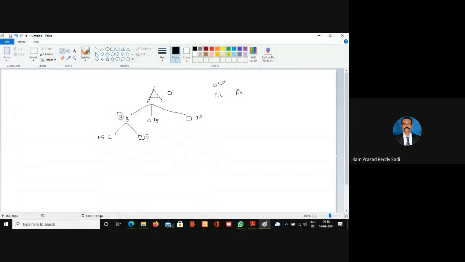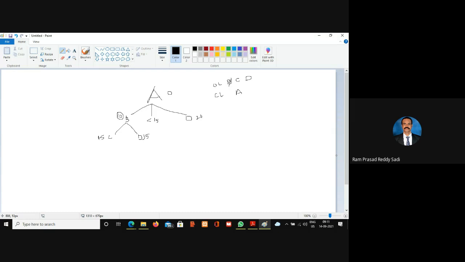That was removed, and since that's not the goal node, it was sent to the closed list and expanded into B, C, D. All these three nodes are placed into the open list, and these are organized in sorted order. That means we need to choose the least value: 10, 15, 20. And this node is now removed from the open list and expanded.